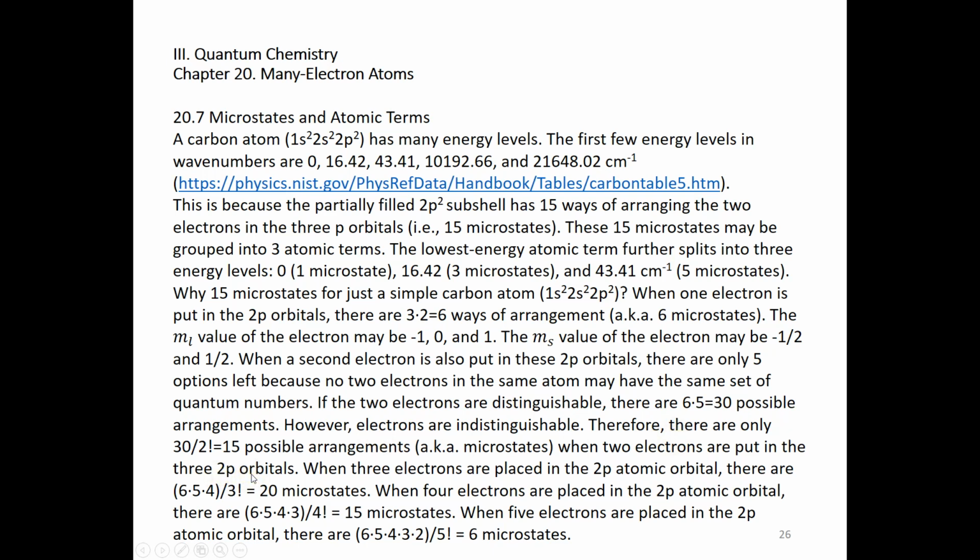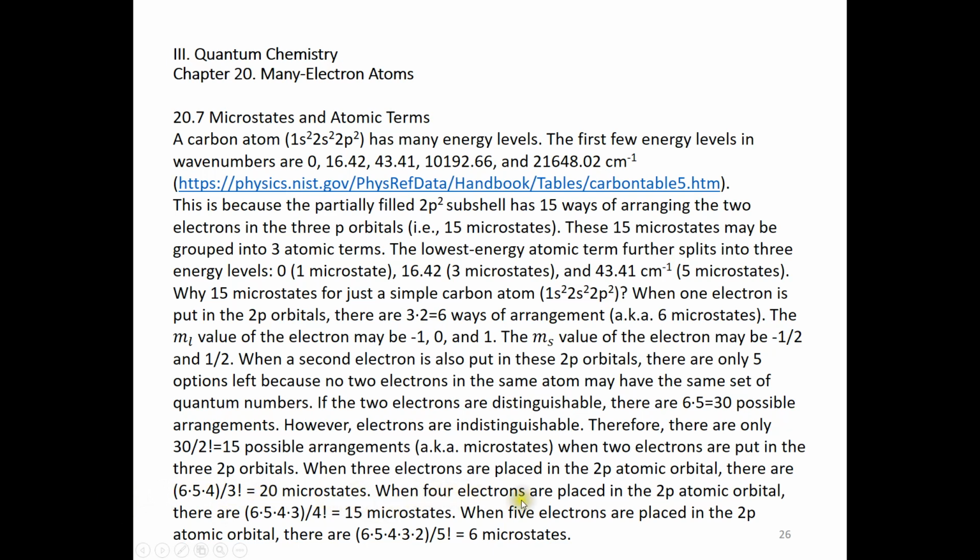What if we have 3 electrons in the 2p atomic orbitals? Well, the first electron has 6 options, the second electron 5 options, the third electron 4 options. So overall we have 6 times 5 times 4. But also we have 3 factorial different permutations. And then we need to use 6 times 5 times 4 divided by 3 factorial. We get a total of 20 microstates.